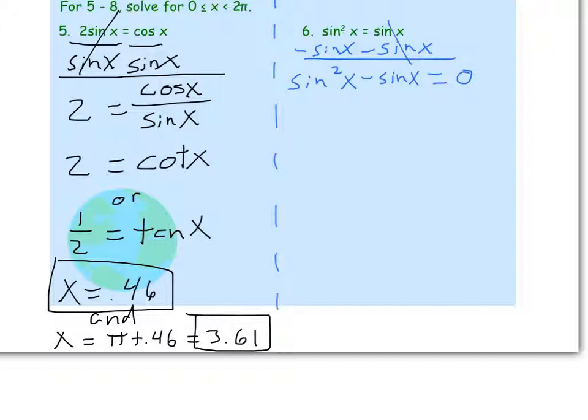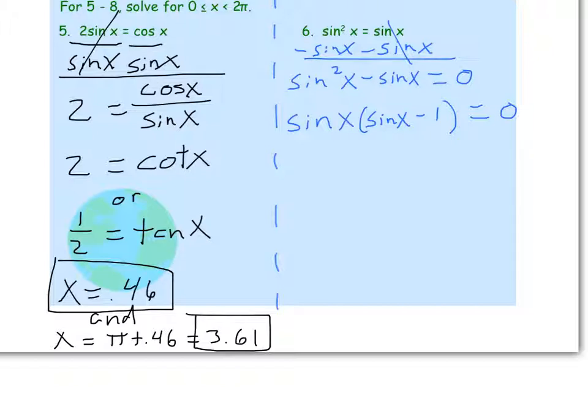Okay, what I'm going to do now is take the left side and take out a common factor of sine x, leaving sine x times a remaining factor of sine x minus 1, because the second term, which was just sine x, is now minus 1. Because I factored, in this case, this is a point where I should not divide by the sine of x. Okay, that's where 5 and 6 are different.